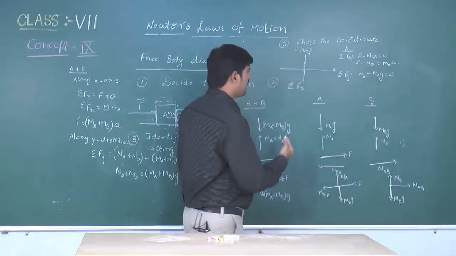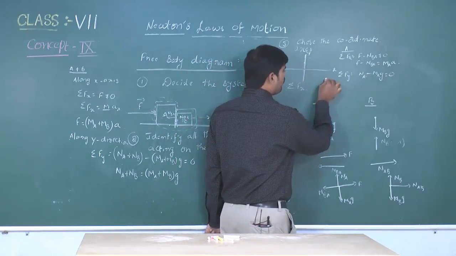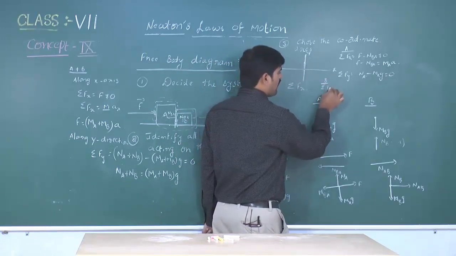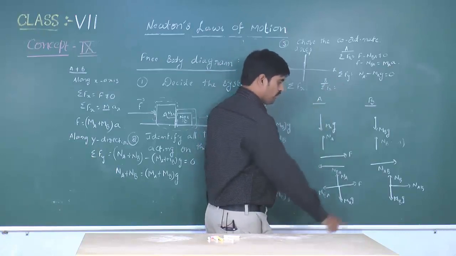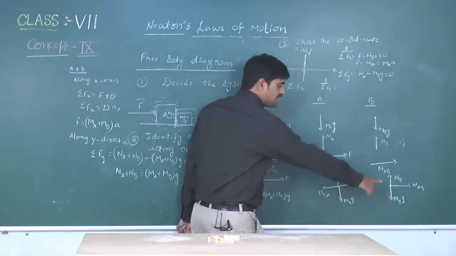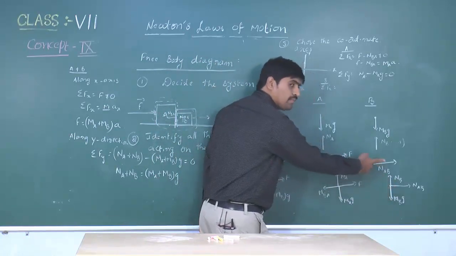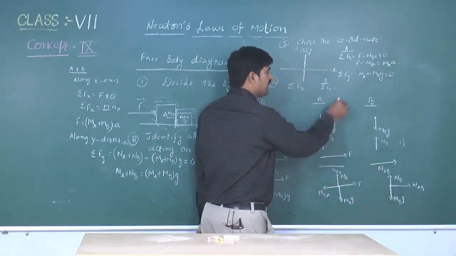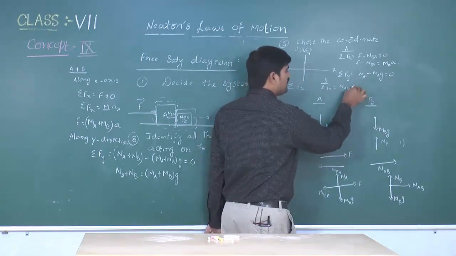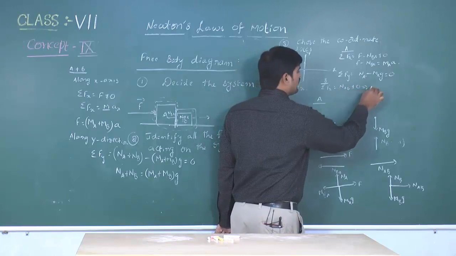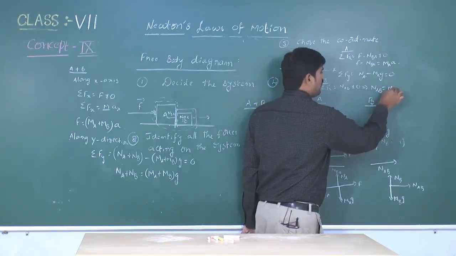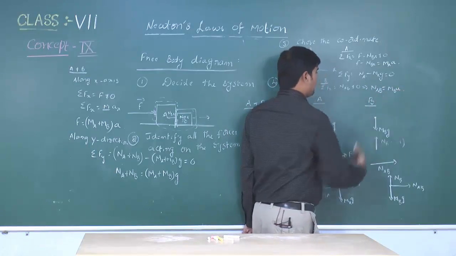Similarly, we are treating block B only as a system. Now on that one, sigma Fx is not equal to 0. What is the force? Only one force is acting on that system, the normal reaction developed by body A on B. That implies N_AB is equal to M_B into a.